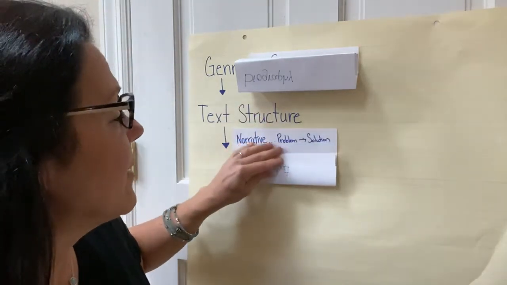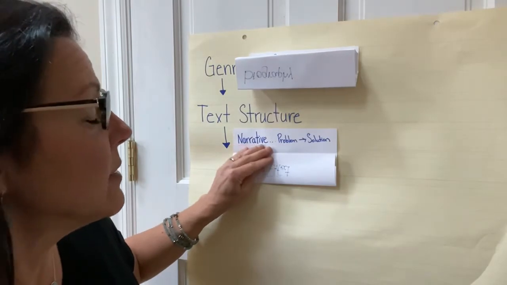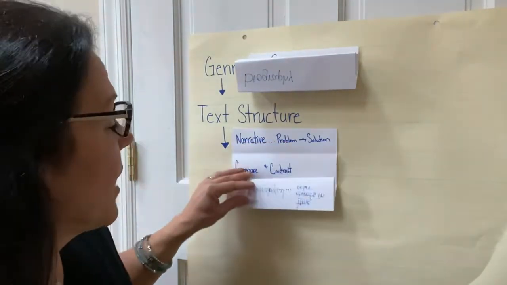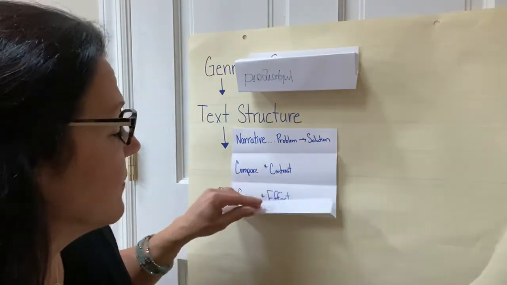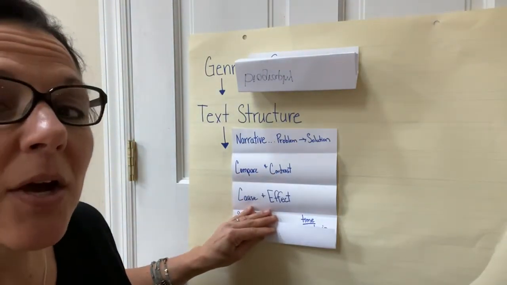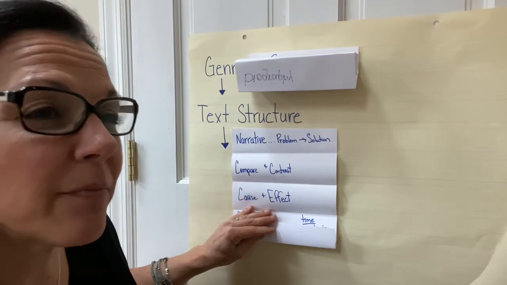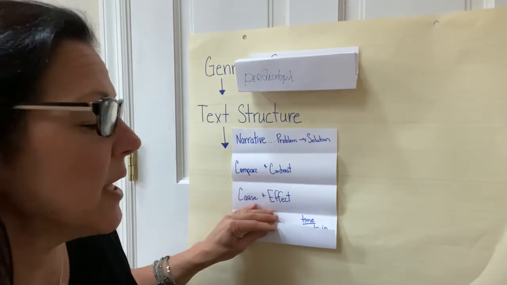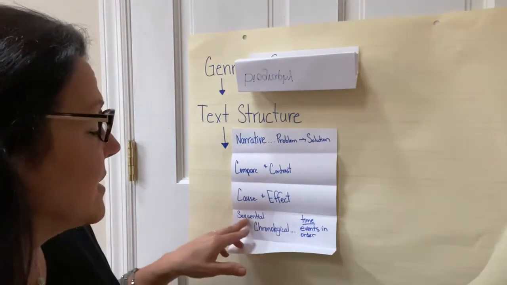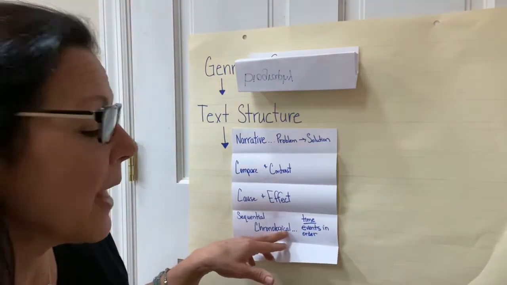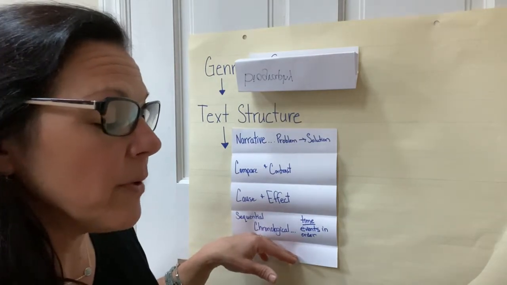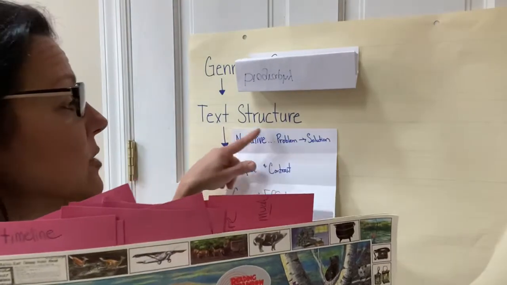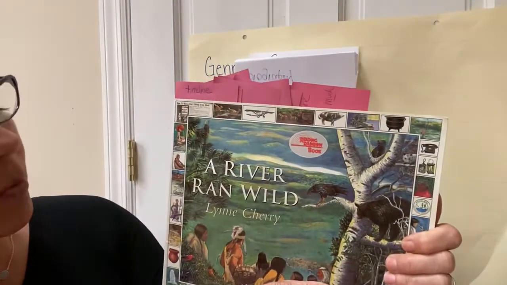We have the narrative text structure, and inside it, problem and solution, like Chrysanthemum, compare and contrast, cause and effect. Hopefully you're going, yes, I know this. My brain knows this because you just finished studying them. And we also have the sequential and chronological. We're going to go through and figure out which text structure A River Ran Wild is.